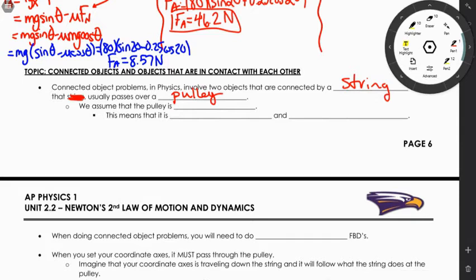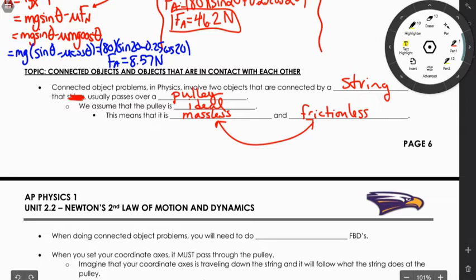Okay. So what we do is we assume that the pulley is ideal at this point in time, which means that it is massless and frictionless. So there's going to be no contribution of the pulley's mass or friction. When we start taking this into consideration, we're looking at torques, which falls in the area of rotation. Okay, so we're not there yet.